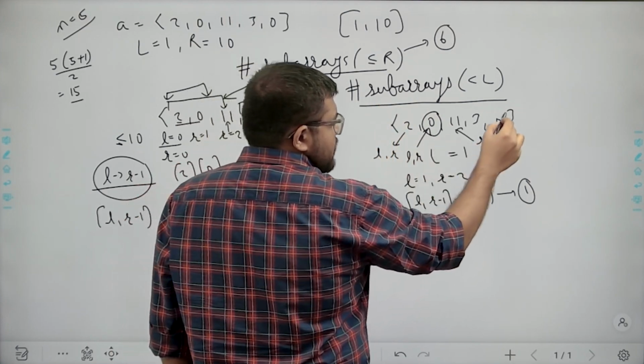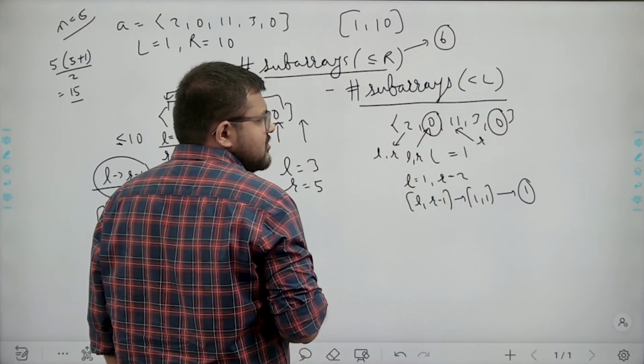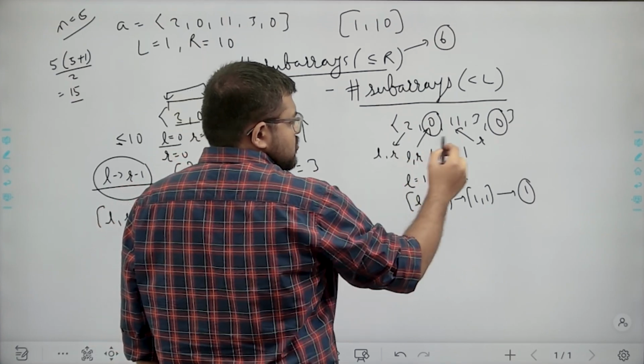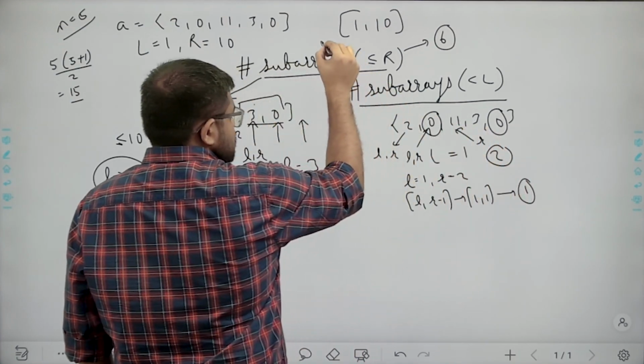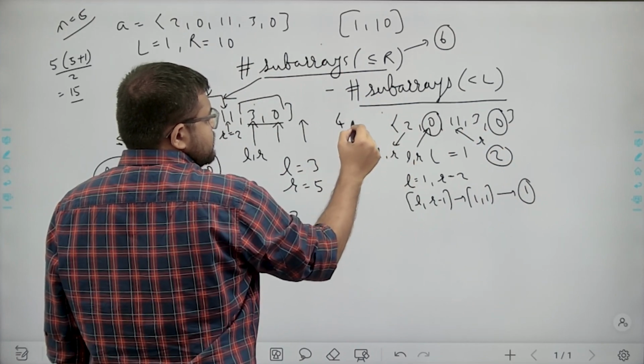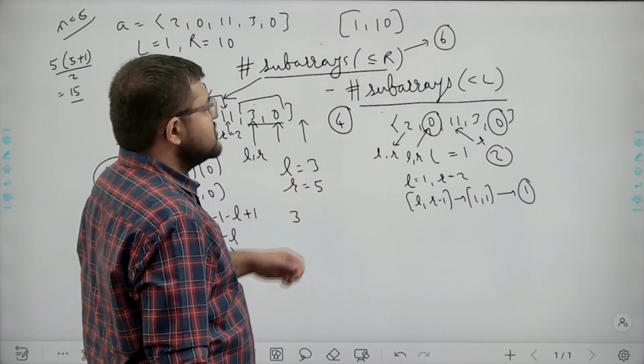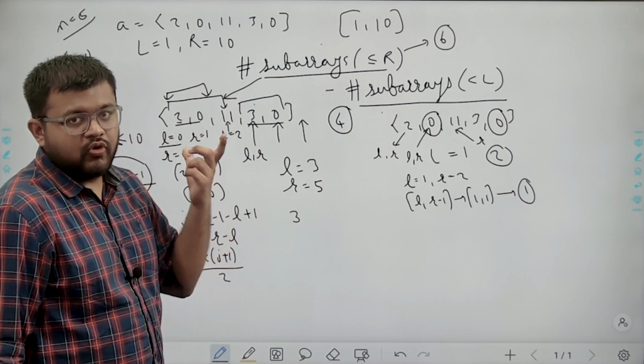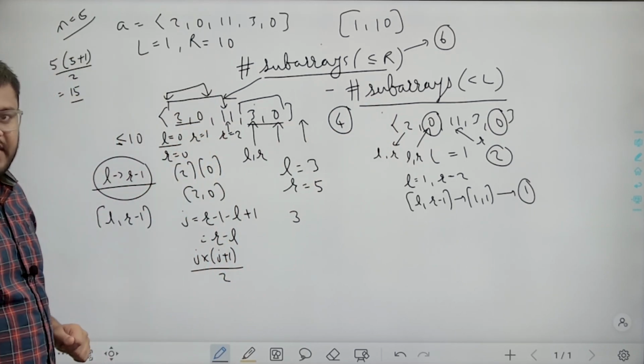Similarly, when I move forward, I will get one more subarray where the value is less than 1. Okay, so there will be 2 such subarrays. So 6 minus 2, the number of subarrays where the maximum value is between L and R, will be 4. Now let's look at its actual implementation.